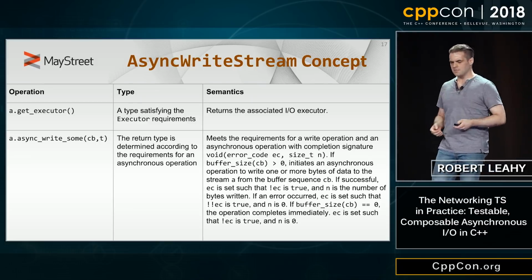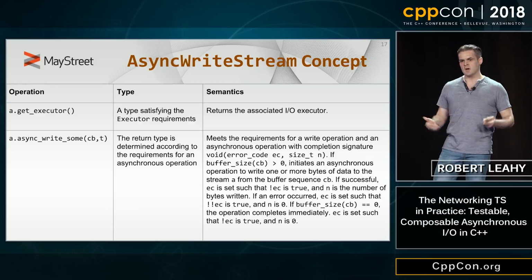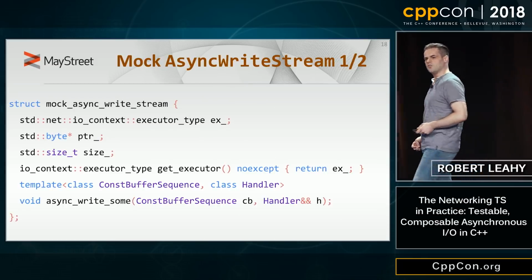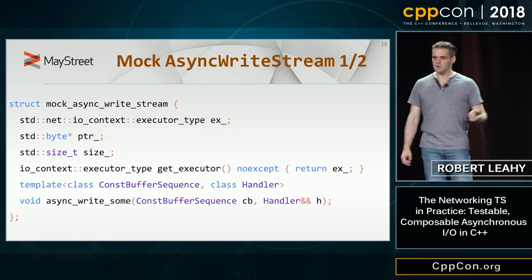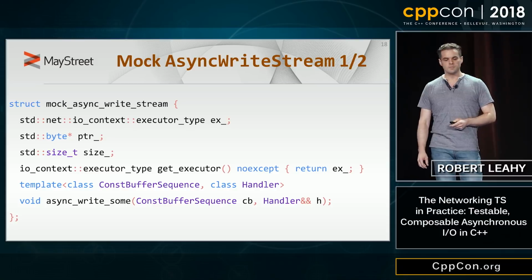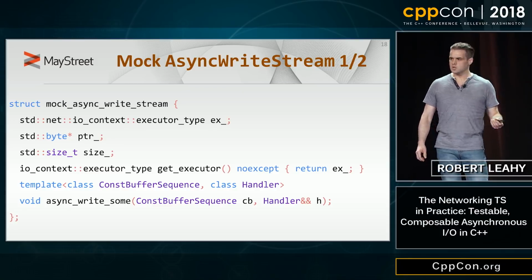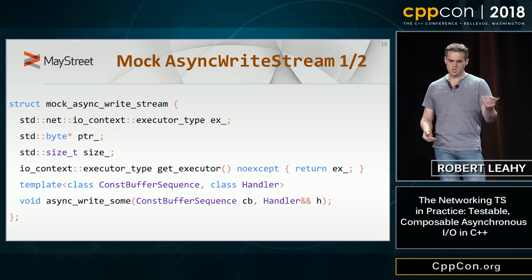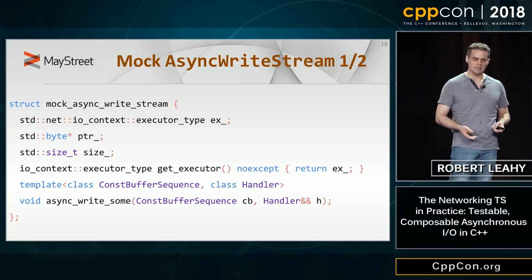Now, while we're on the topic of testing, you can't test something if you don't have a mock, so let's write a mock async write stream. You can see it right there. It's called mock async write stream. We need an executor to return from that null remember function, so we store an executor. We don't really care what it is.